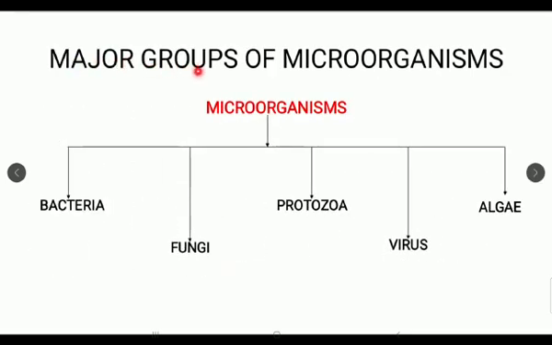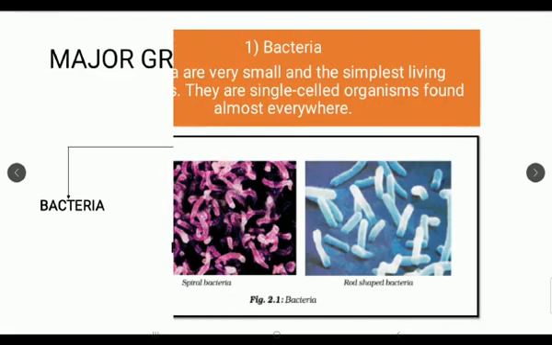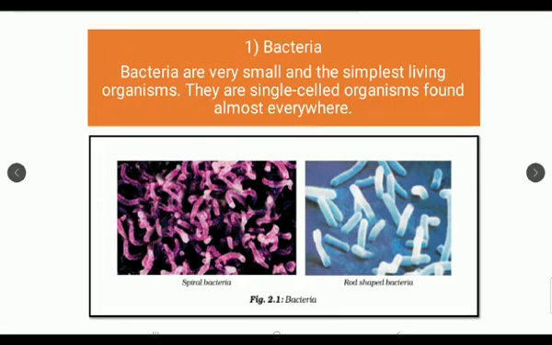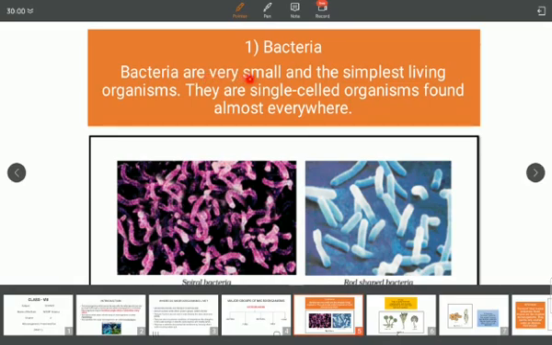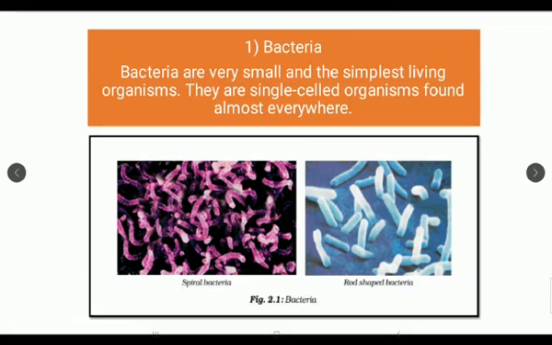Now, major groups of microorganisms. Microorganisms are divided into 5 groups: bacteria, fungi, protozoa, virus, and algae. Bacteria. Bacteria are very small and the simplest living organisms. They are single-celled organisms found almost everywhere.